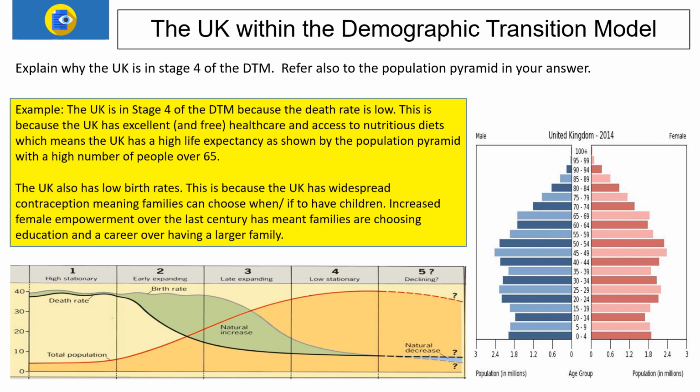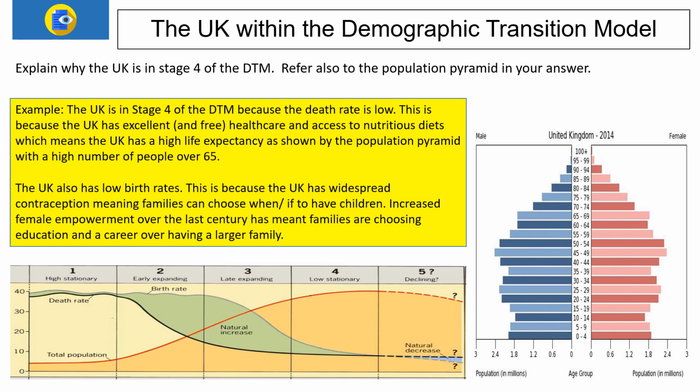Okay, let's feed back. So your answer should look something like this. The UK is in stage 4 of the demographic transition model because the death rate is low. This is because the UK has excellent and free healthcare and access to nutritious diets, which means the UK has a high life expectancy, as shown in the population pyramid, with a high number of people over 65.